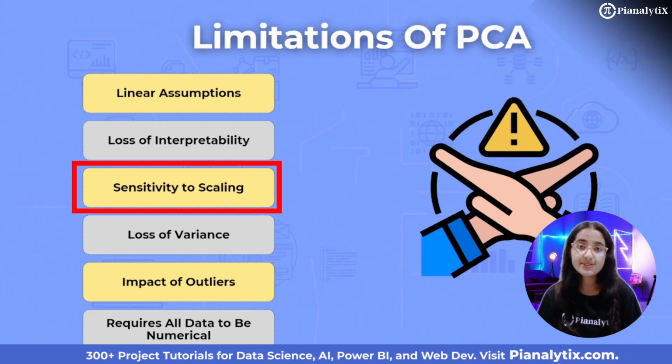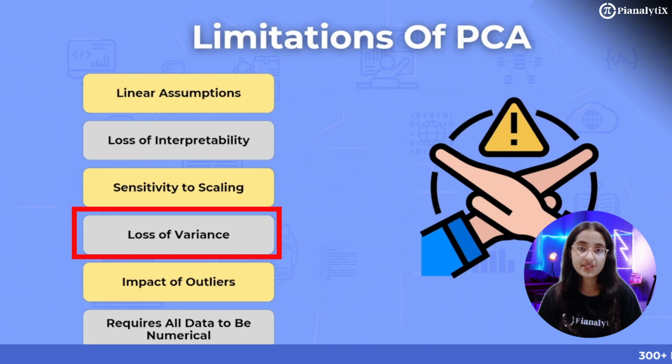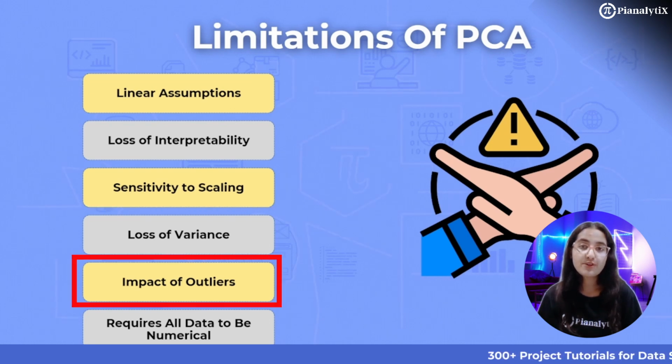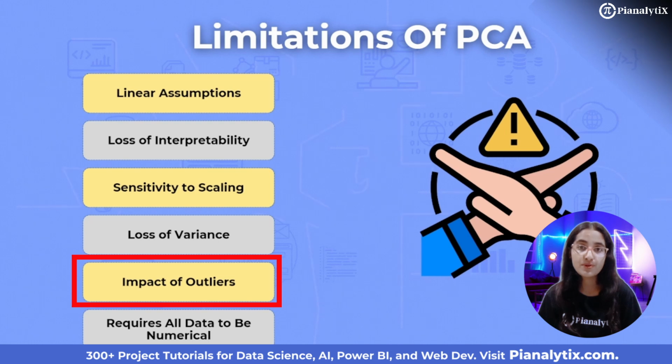You must standardize or normalize your features before applying PCA, or it may produce misleading results. Fourth, loss of variance. If you reduce the number of components too aggressively, you can lose important variance. While PCA tries to retain as much information as possible, it may still discard valuable insights. Fifth, impact of outliers. PCA is sensitive to outliers, which can skew the principal components. If your data contains outliers, they could have an undue influence on the directions of maximum variance.